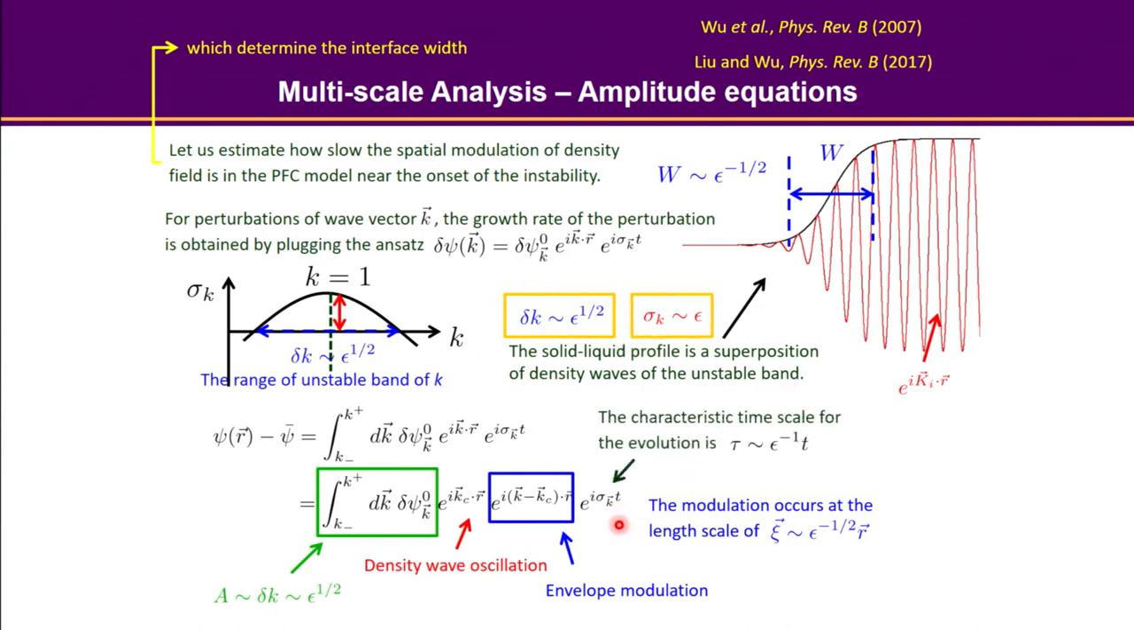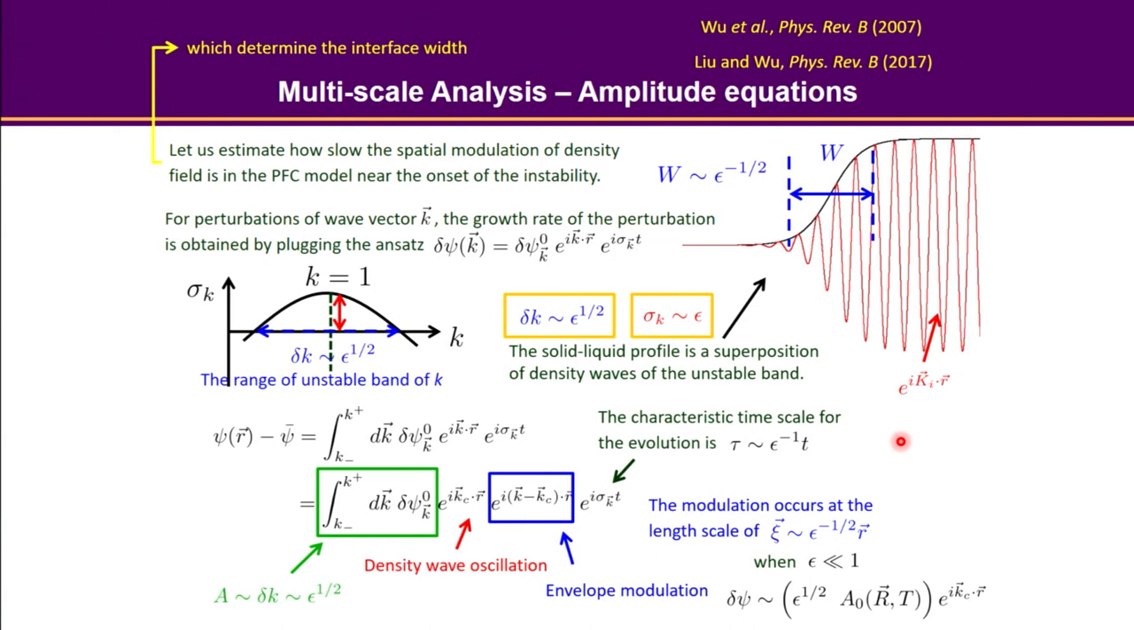And as well, the whole thing will grow over time with the growth rate sigma k. But sigma k is of the order of epsilon. Which means when epsilon is small, everything would grow very, very slowly, right? So you can also know there will be a characteristic time scale, that's the inverse of epsilon times t. So when epsilon is really a small number, you have to wait much longer. You are expecting the modulation to grow rather slowly in this case because the correct time scale is t over epsilon.